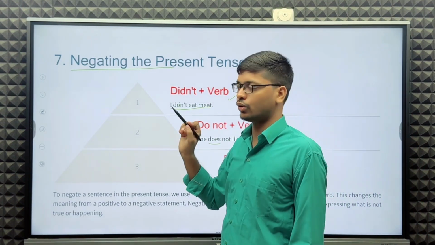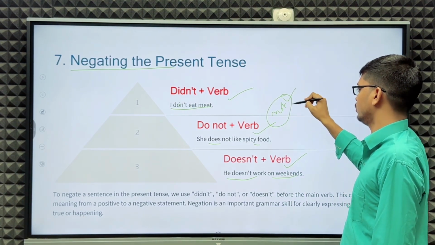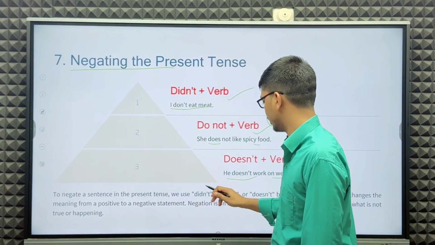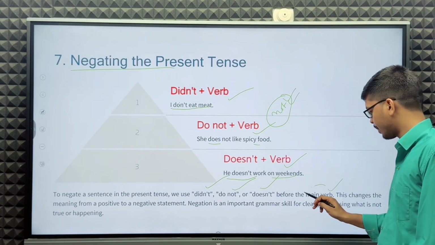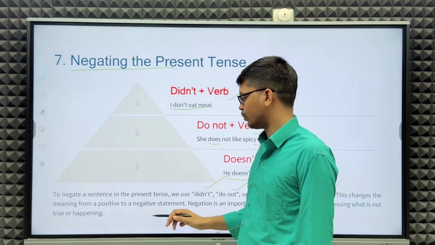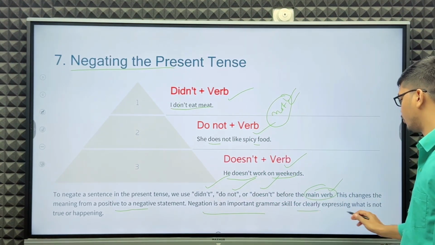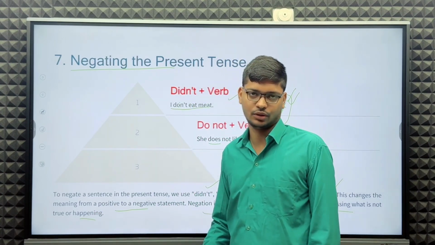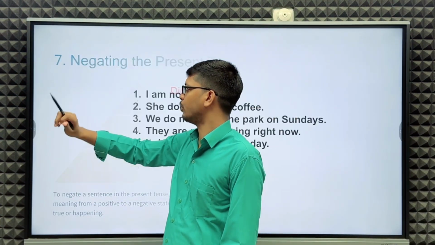Negating, note. To negate a sentence in the present tense, use didn't, do not, or doesn't before the main verb. This changes the meaning from a positive to a negative sentence. Negation is an important grammar skill for clearly expressing what is not true or not happening. Okay, so let's see the next point.